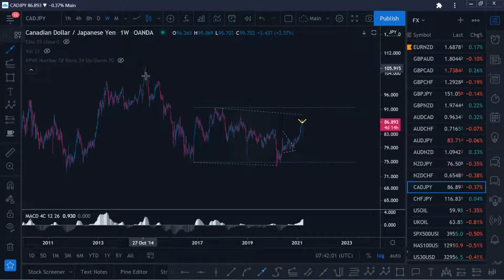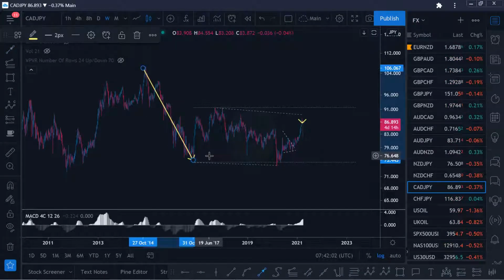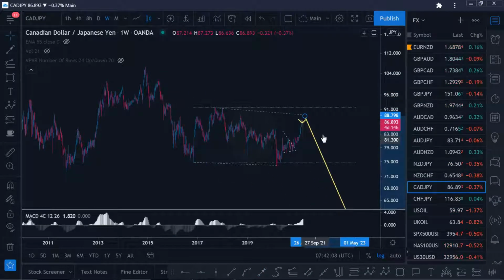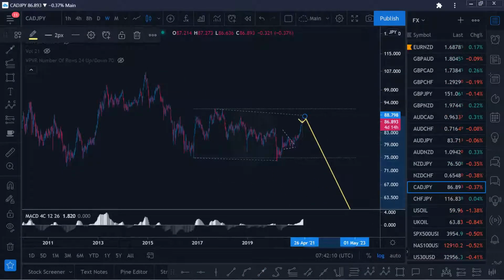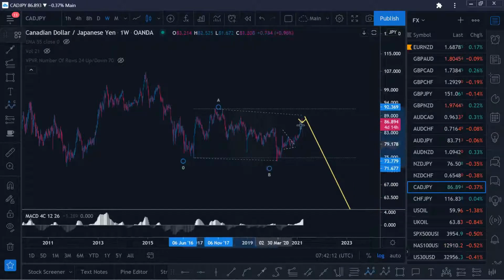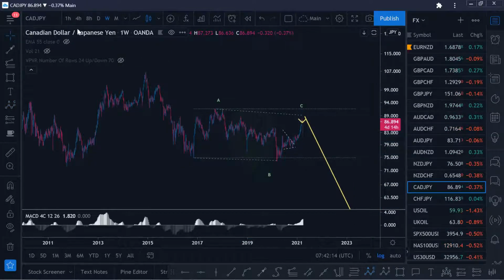Again, having to do with that risk analysis, you're moving into a more risk-off environment. Like I said, more than likely to do with an emerging market crisis more than anything else. And you can see how this ABC is almost complete, if not already complete, to the downside.